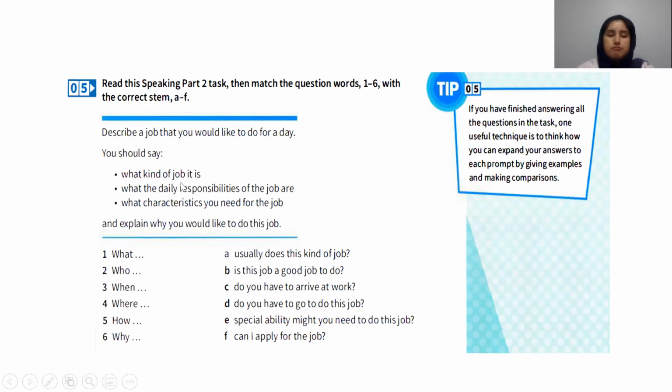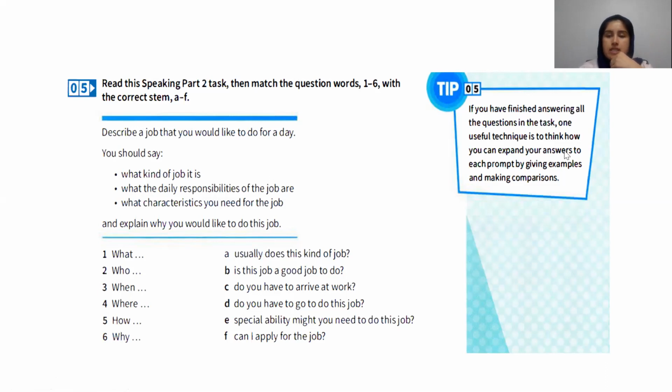So again, these only help you to elaborate your answer and to talk more, and you don't always have to answer all these questions. But if you don't have ideas, it will help you to find some ideas.